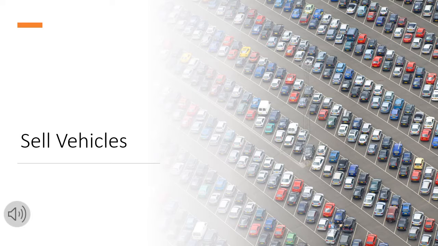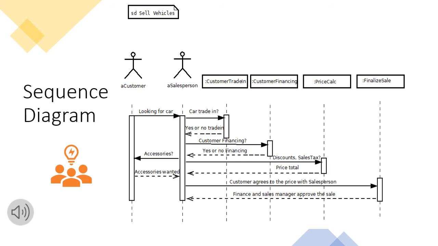And now on to the sell vehicles section. This is the sequence diagram for sell vehicles. A customer will have requirements for a car and the salesperson will find a suitable match. Then, if a car trade-in is made, that information is input under customer trade-in, which calculates a trade-in value.